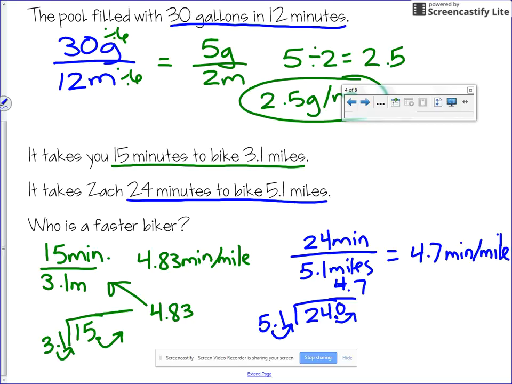We can compare who takes less time to ride their bike or to finish that mile, and we know that it is Zach. He takes less minutes, so Zach is our faster biker. We found each of them down to their unit rate, and then we could compare them.